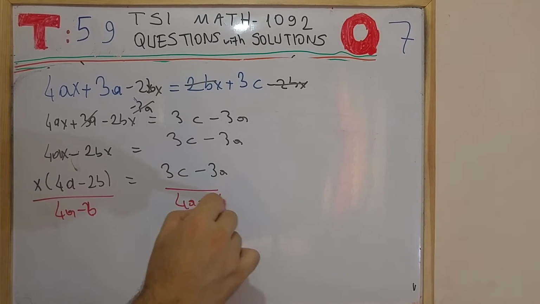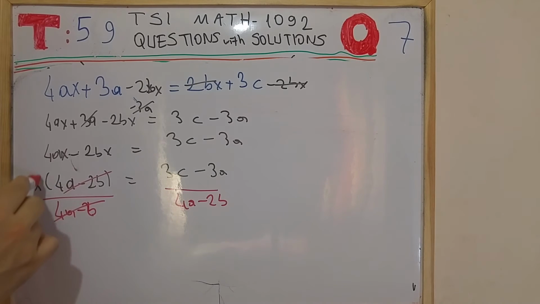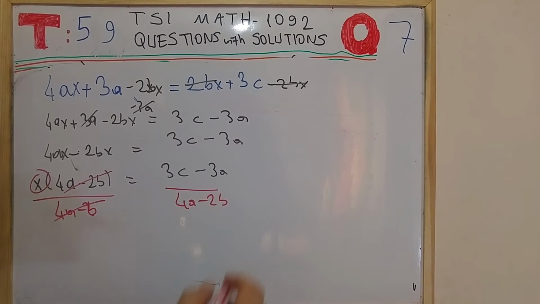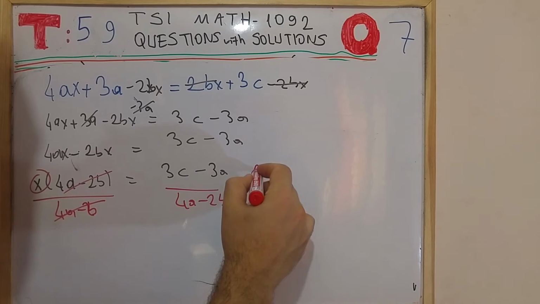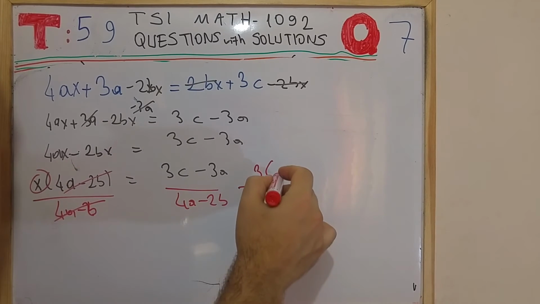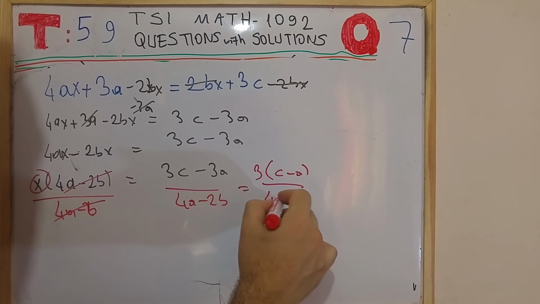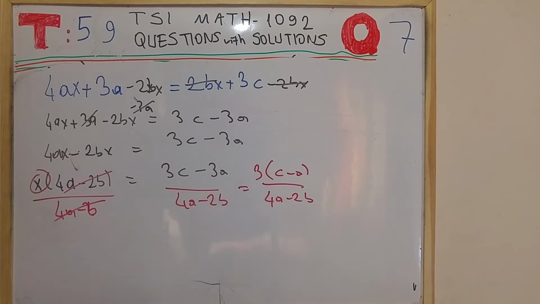Now what I have is x alone, which is equal to 3c minus 3b over 4a minus 2b. Or if you want, you can take it into the parenthesis of 3, which gives you 3 times c minus a over 4a minus 2b.